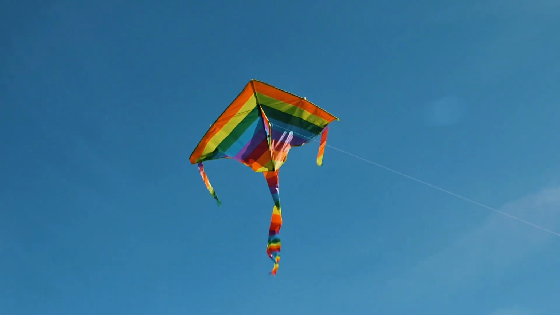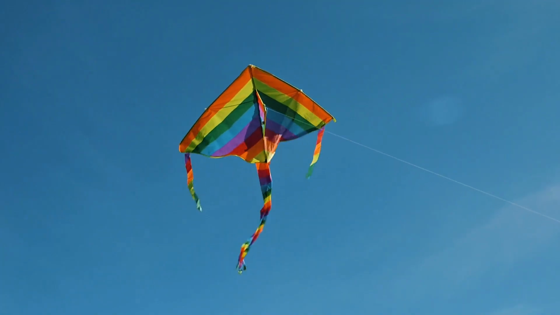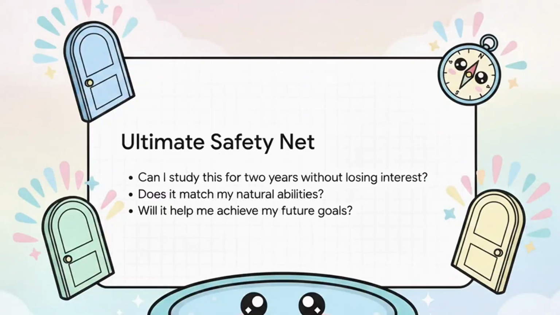As you look at your final subject combination, ask yourself these three important questions. Can I genuinely study these subjects for the next 2 years without losing interest? Do these subjects match my natural strengths and abilities? Will they help me achieve my future academic and career goals? If your subject combination satisfies all three of these questions, you are building a strong academic foundation while keeping multiple university and career pathways open for your future.